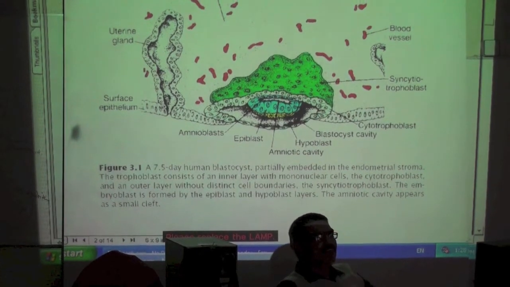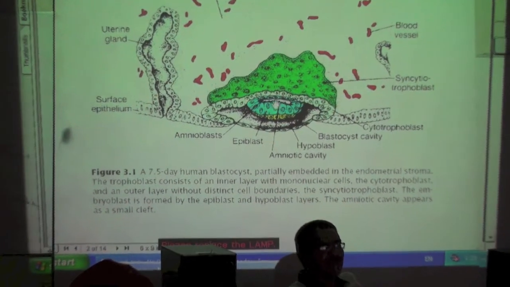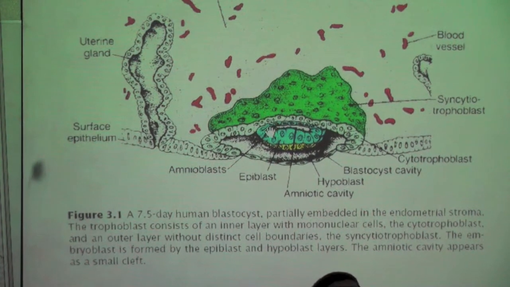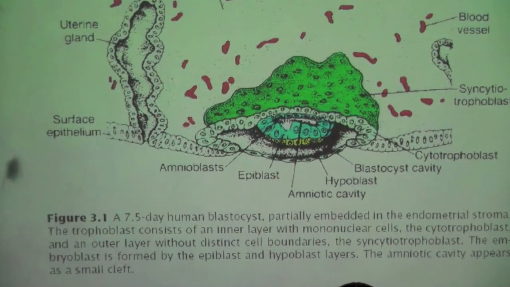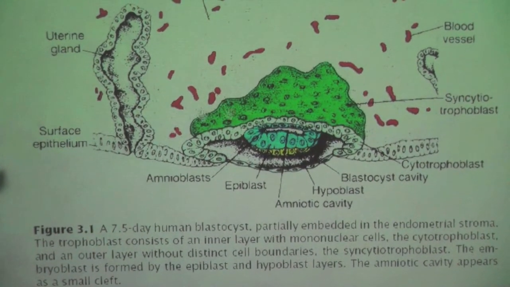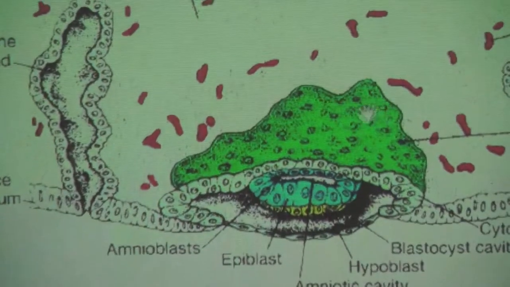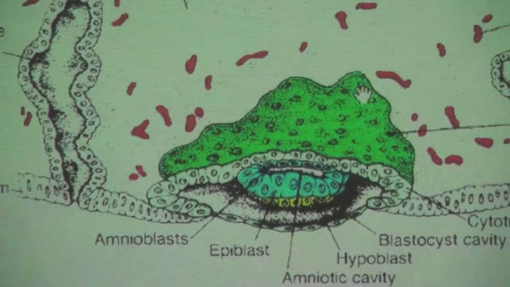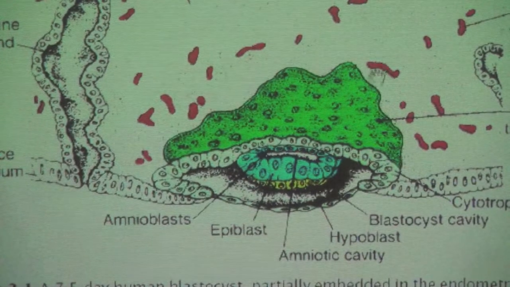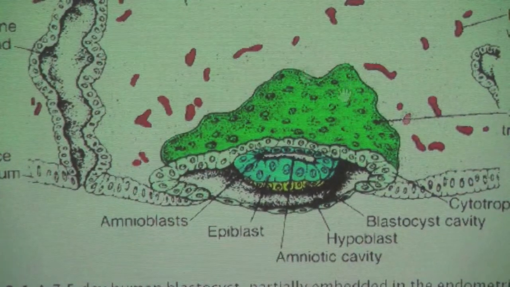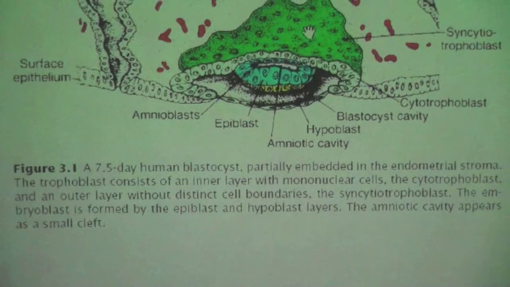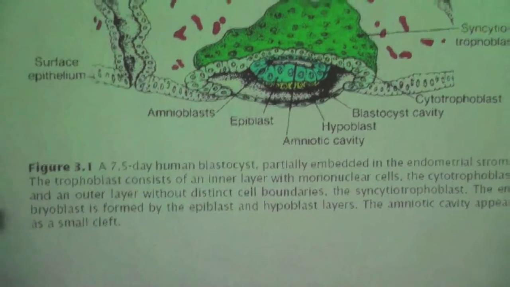Now see here. The inner cell mass has differentiated into two layers: a hypoblast and epiblast. Within the epiblast, a small cavity has made the amniotic cavity. You can see the endometrial blood vessels are present here. This is syncytiotrophoblast. I told you, they release collagenase and some other hydrolytic enzymes, and these enzymes damage these blood vessels. Then within the syncytiotrophoblast layer, small spaces will appear. These are called lacunae.